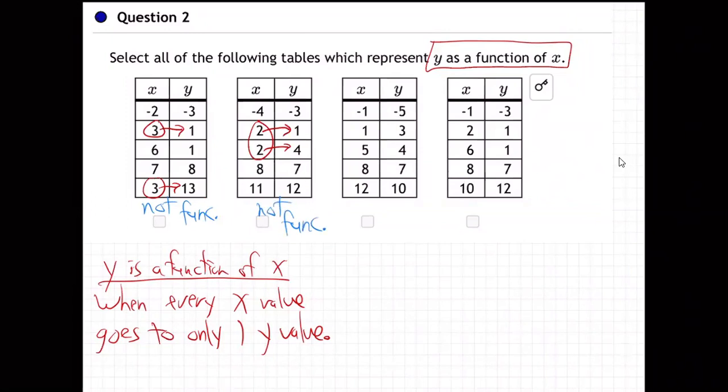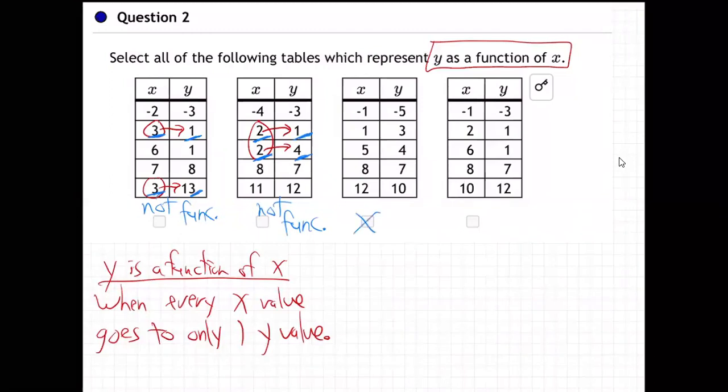Why? Because they have the same x value, 3, on the first table, going to two different y values, 1 and 13. And then the second one, they have the same x value, 2, going to two different y values. You don't want that. That's a no-go. That's not a function. How about the third one?